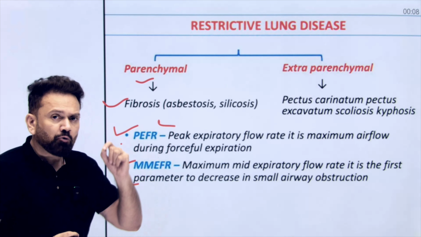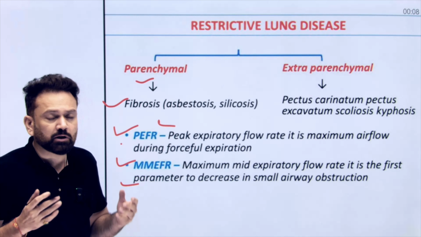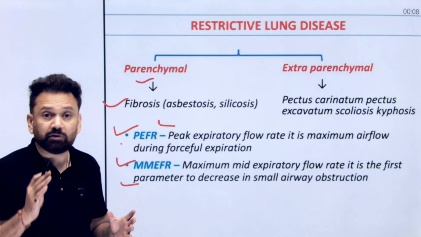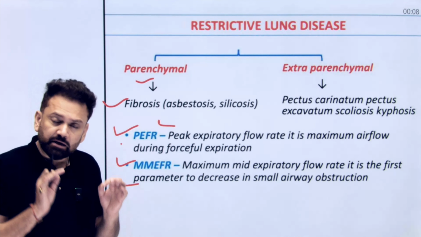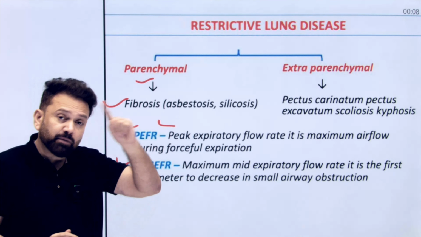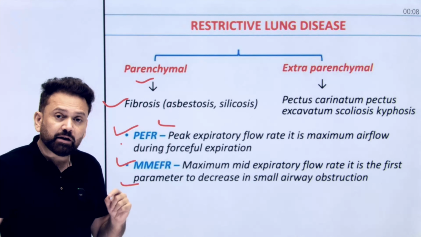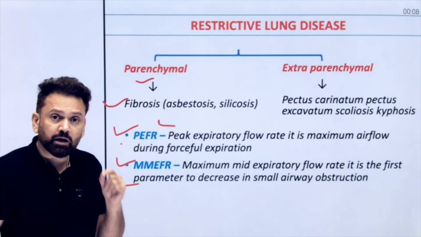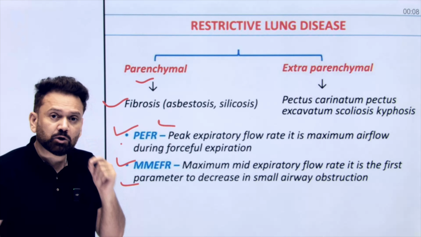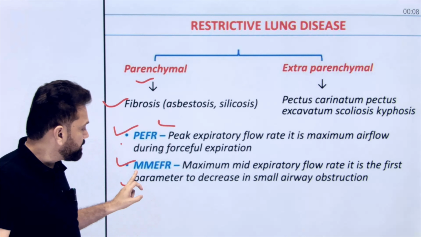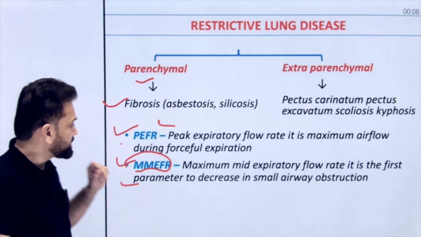Sometimes they will ask you what is the first parameter, and I have seen that students say FEV1 by FVC less than 70%. Very good. Definitely it is less than 70%, but even before that, if there is some obstruction in the small airways, the first parameter to decrease is maximum mid expiratory flow rate.